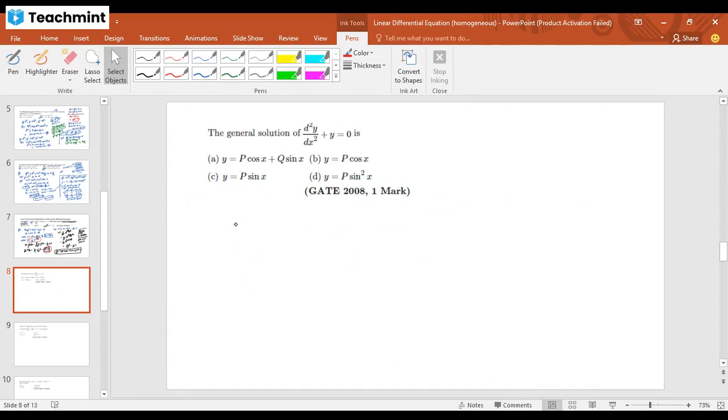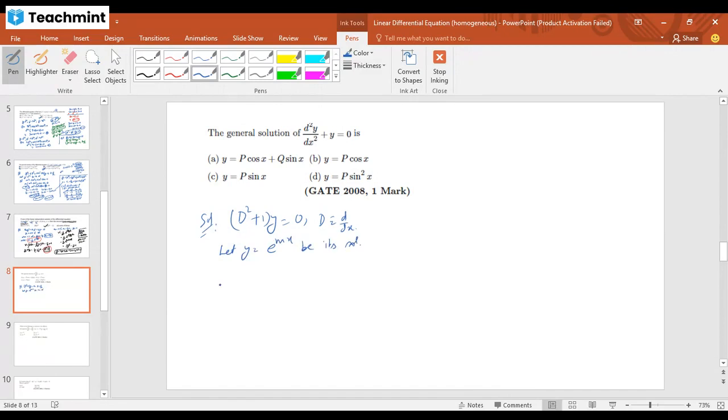Let us move to the next question. Here we are given a second order differential equation, and we are interested in finding its general solution. For a second order differential equation, we first write it in operator form. It is (D square plus 1) y equal to 0, where D stands for the differential operator d by dx. We assume y equal to e raised to the power mx is the solution.